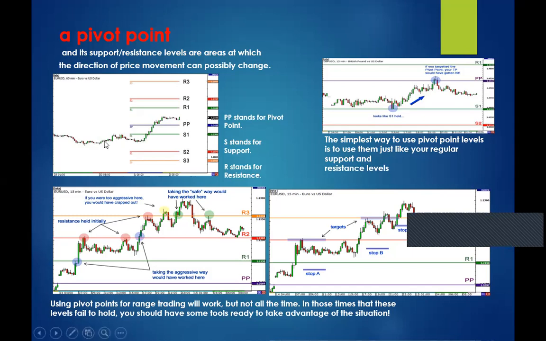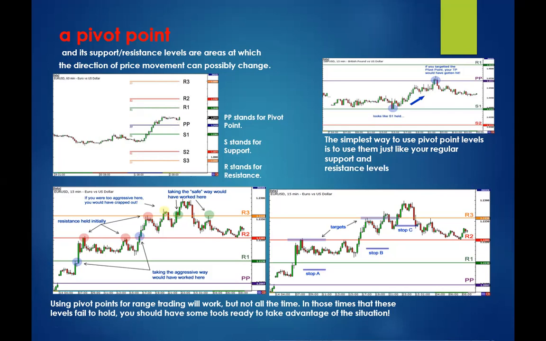This line that you are seeing, this one is the central point. This one is the main level, where price demarcates between the buyers and sellers. If the price is above PP, it means that the market is buying. And this one that you see here, R1, means the first resistance.